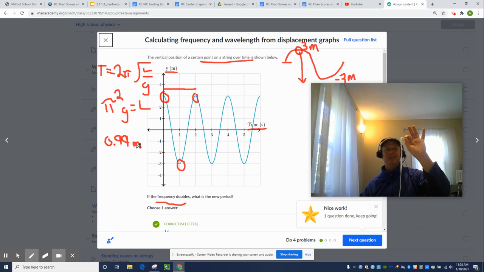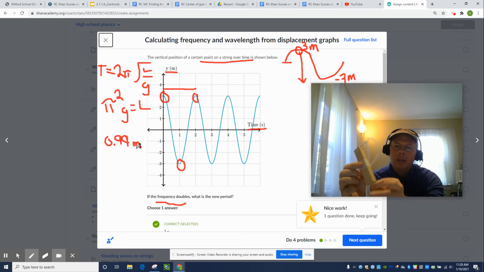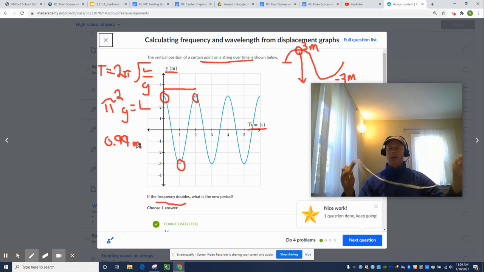Remember, the definition of the length of the pendulum is from the pivot or the fulcrum to the center of gravity. So it's actually the middle of my little wooden blocks.